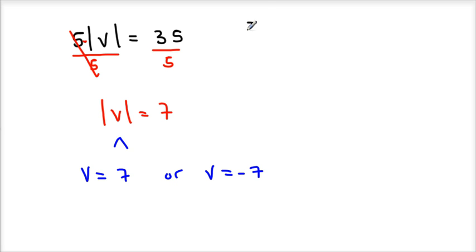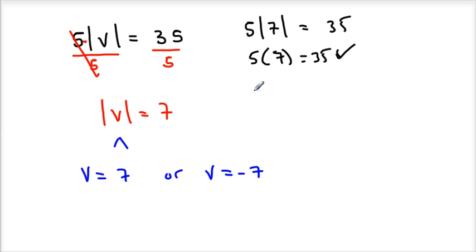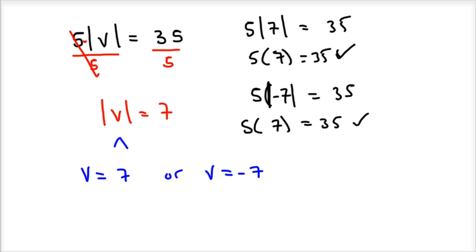And if you go back and plug in, 5 times the absolute value of 7 should equal 35. Well, 5 times the absolute value of 7 is 35. Or if you plug in negative 7, 5 times the absolute value of negative 7 is equal to 35. The absolute value of negative 7 is 7. So this becomes 5 times 7 equal to 35, and you can always check your work that way.